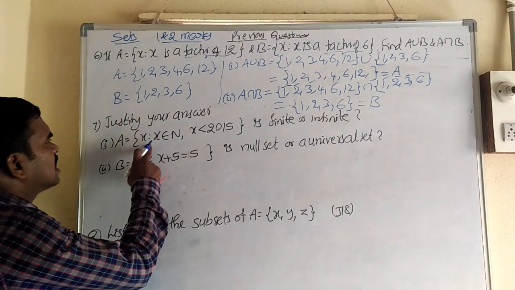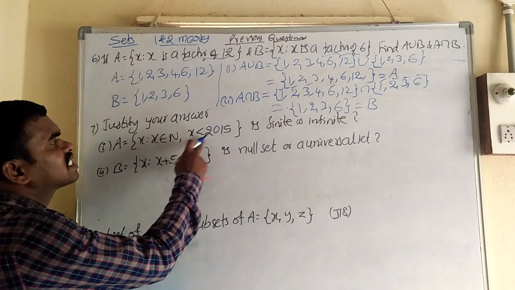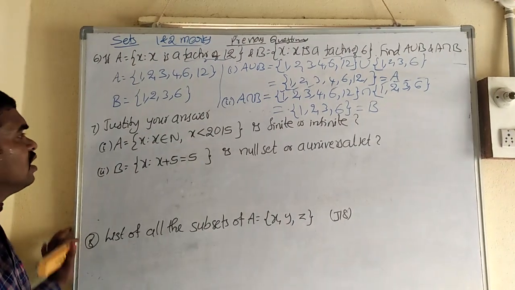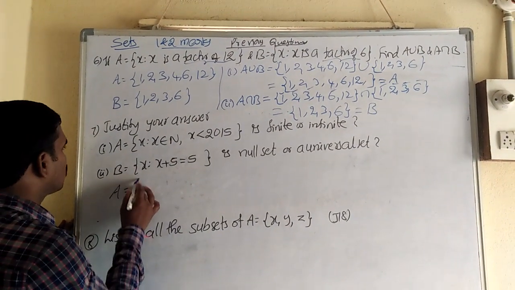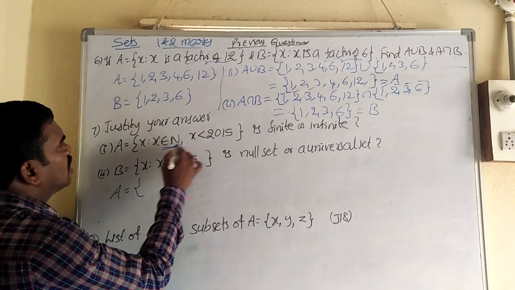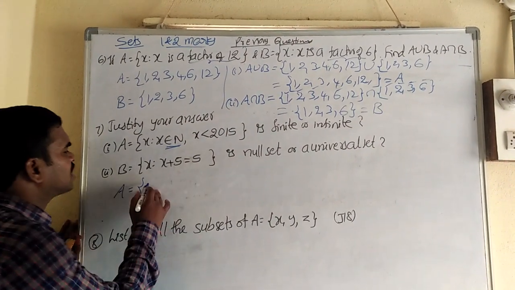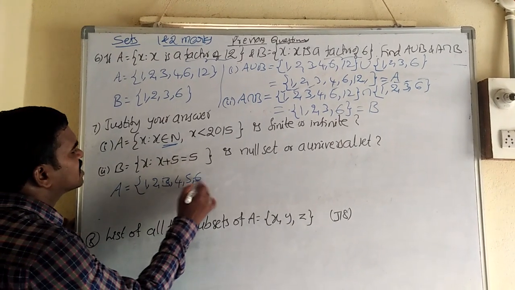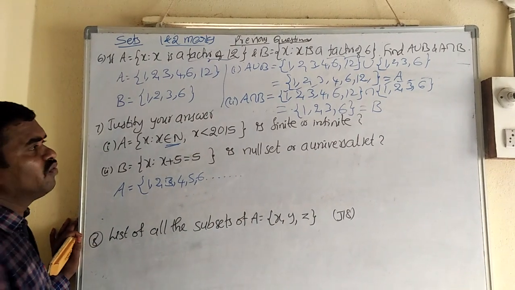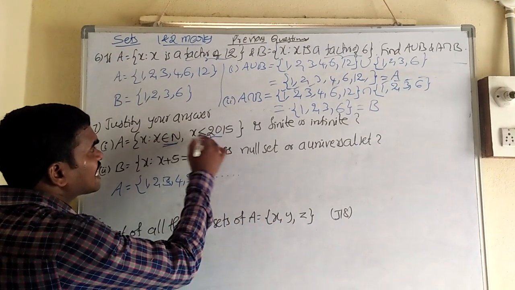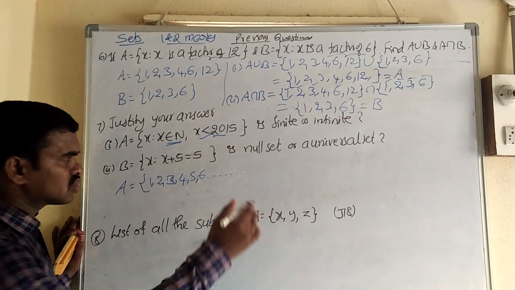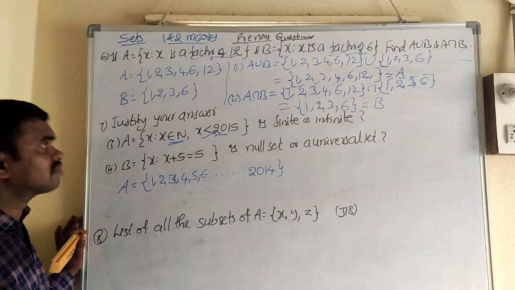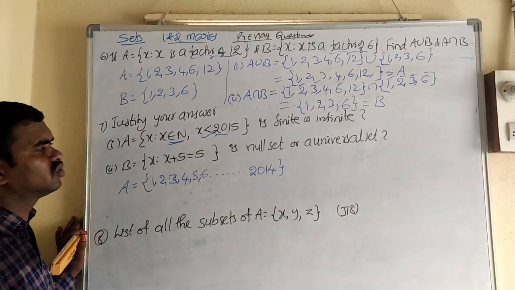First one: X such that X belongs to N, X less than 2015. Is it finite or infinite? First write it down in roster form. Natural numbers below 2015. What are the natural numbers? 1, 2, 3, 4, 5, 6, and so on. Up to where do we have to write? The condition is given, X less than 2015, so less than 2015 means 2014.